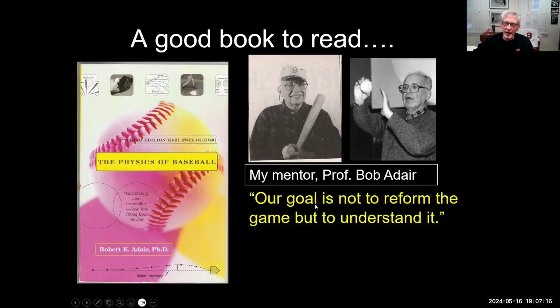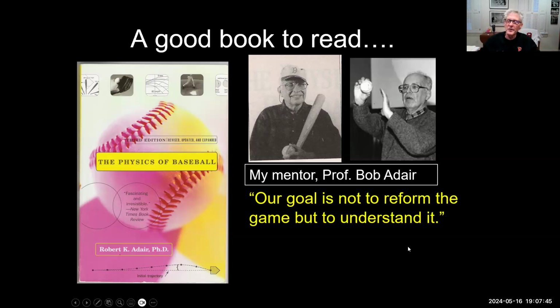One of my quotes that I like to give from this book is, our goal is not to reform the game, but to understand it. And that says a lot about what physicists generally try to do. Although a lot of the work that I've done and the work that he did has practical applications, his goal in writing the book and doing research, and my own goal, is really similar to what other physicists do. They're just trying to understand it.